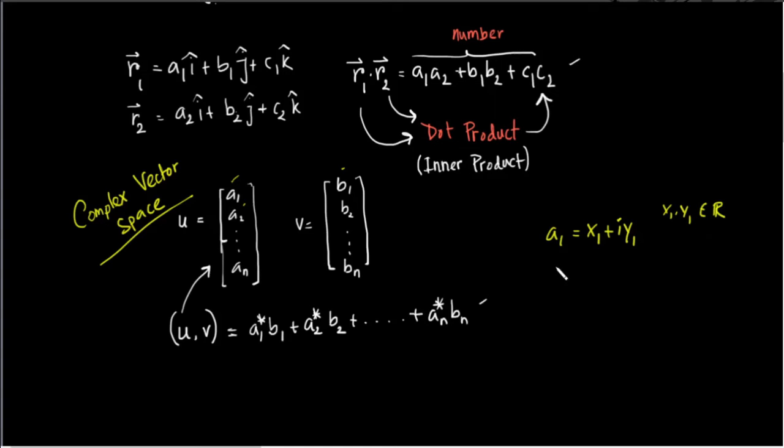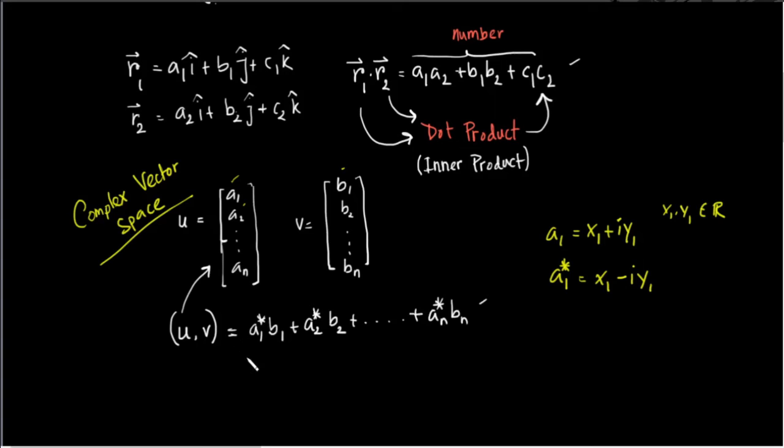All right, so the complex conjugate of a1 will be x1 minus I y1. So the imaginary part, if it was plus I, will be replaced by minus I. There will be a change in sign in the imaginary part. This is the definition of our inner product for a complex vector space.